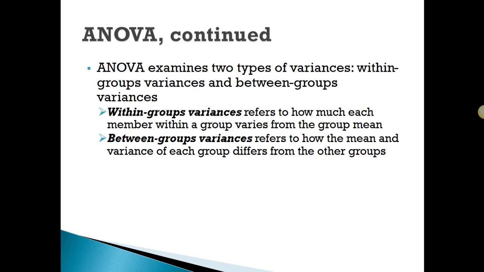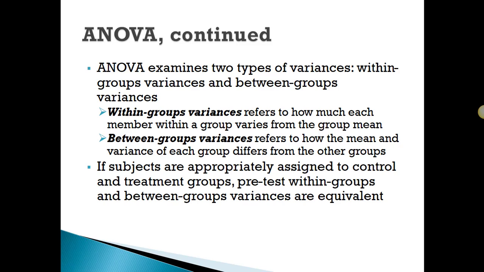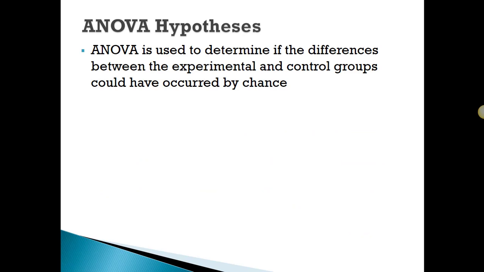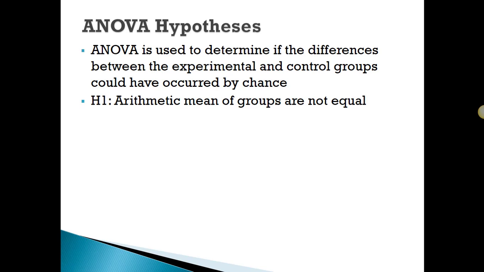ANOVA examines 2 kinds of variances: within groups and between groups. Within groups measures how much the members within a group vary from the group mean. And then between groups refers to how the mean and the variance of each group differs from the other groups. If the subjects are appropriately assigned to control and treatment groups, the pre-test within groups and between groups are equivalent. If the experiment treatment has no effect, then the statistics for the post-test will also be equivalent. ANOVA is used to determine if the differences between the experimental and control groups could have occurred by chance.